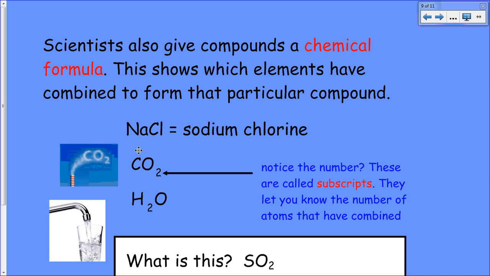In carbon dioxide, you have one atom of carbon and two of oxygen to make up carbon dioxide. In water, two atoms of hydrogen chemically combine with one atom of oxygen to create water.